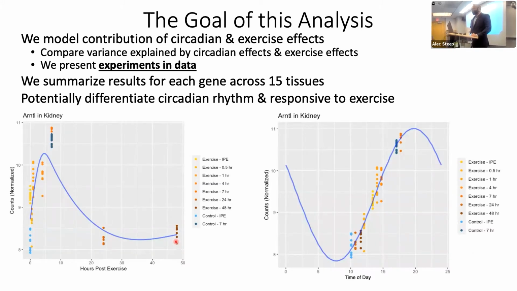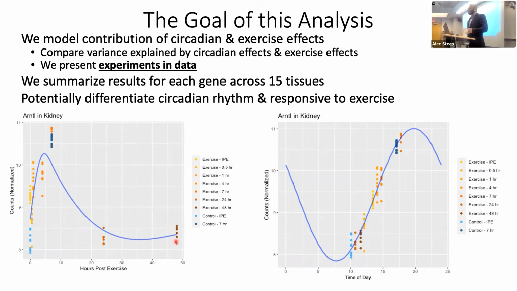So we're going to model the contribution of circadian and exercise effect. We're going to quantify the difference, we're going to compare the percent variance explained from these two effects. And therefore, what we're actually doing is we're taking this sort of observational data and we're performing experiments.